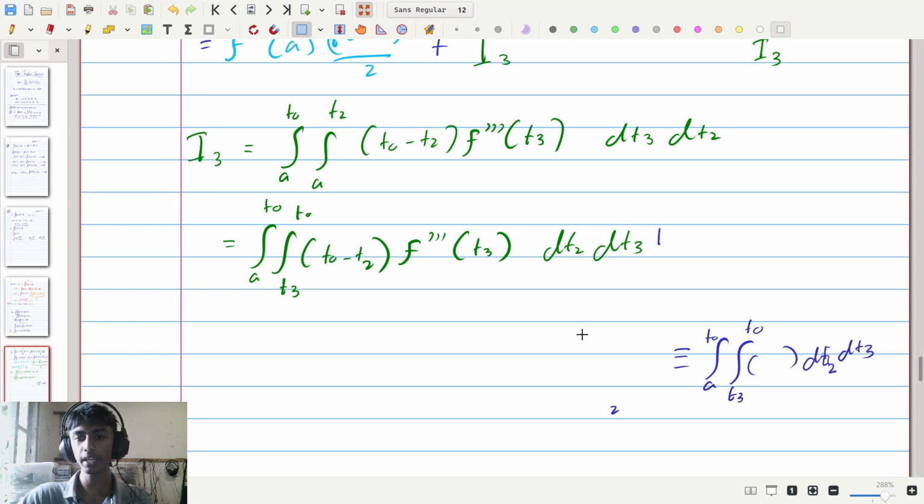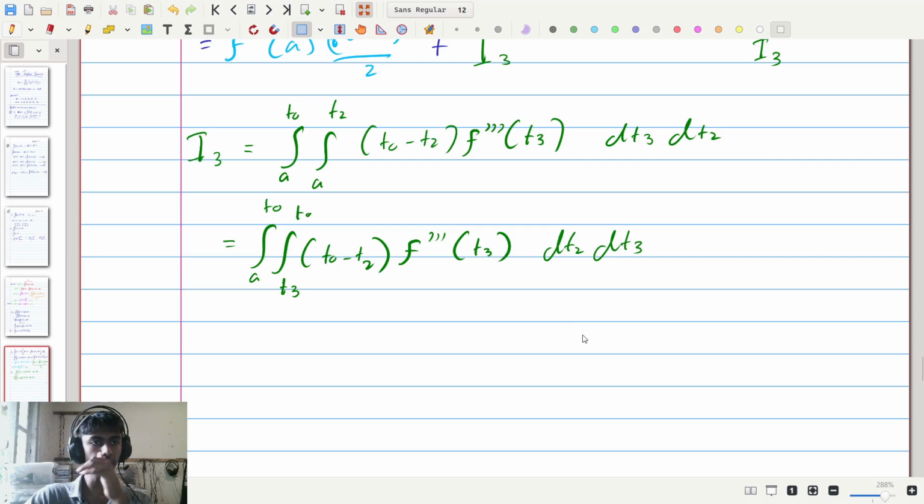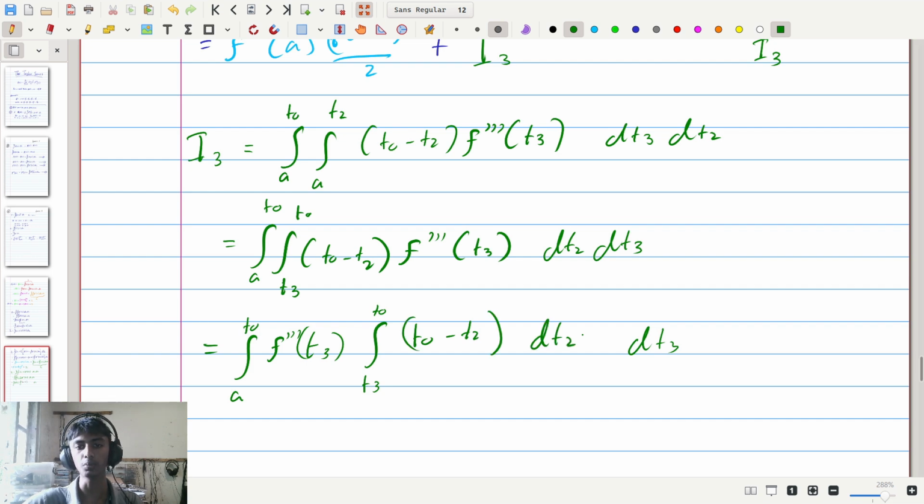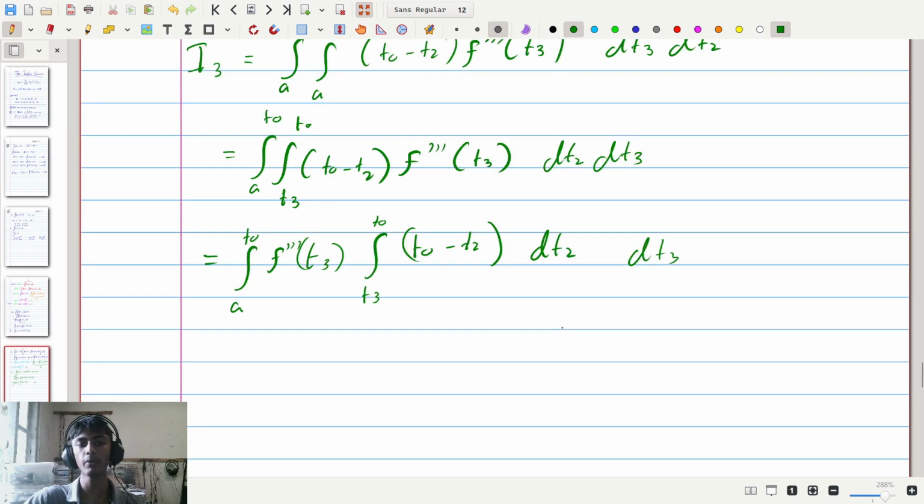Now here we can see f triple prime of t3 is a constant relative to t2, because no matter what t2 is, t3 is going to be t3. So for these two, we can actually take f triple prime of t3 out of this first integral. Doing that, we get the integral from a to t0 dt3 of f triple prime of t3 times the integral from t3 to t0 of this thing on the inside here, which is t0 minus t2 dt2.